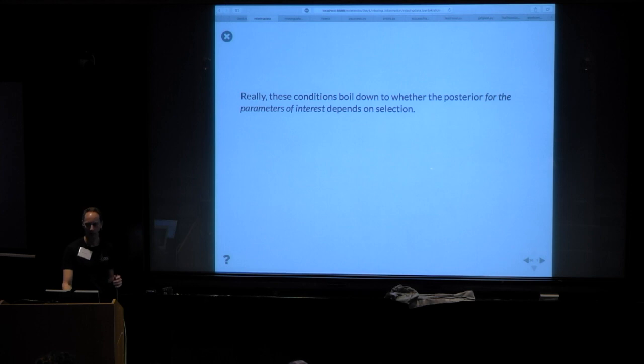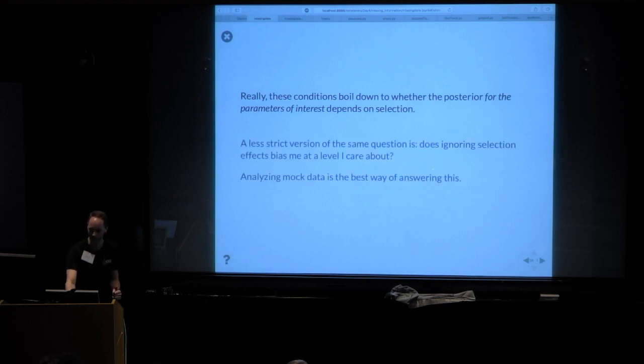Those two conditions, by the way, didn't come from nowhere. It basically comes down to mathematically asking, what do you need for the posterior distribution on the parameters of interest to not involve phi? And if you stare at equations for long enough, you can convince yourself of that. But I'm not going to do it here.